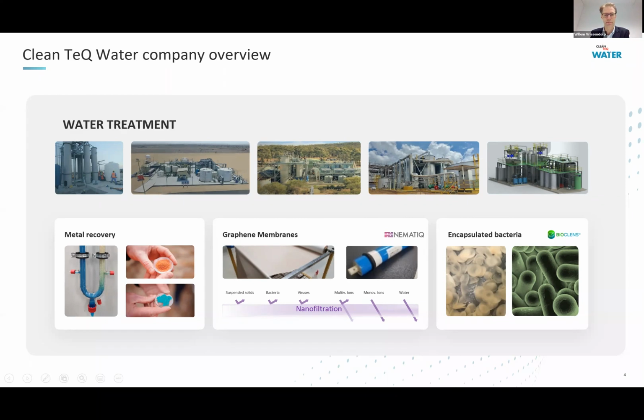We'll discuss that in a bit more detail in the next slide. And a third one is encapsulated bacteria. These are a way to intensify bacterial processes to treat wastewater, especially nutrients. And we have our own factory where we produce those lenses. You see lenses in this picture here. So we use it in plants like the ones you see on top, but we're also looking to sell that directly into the market as a consumable.